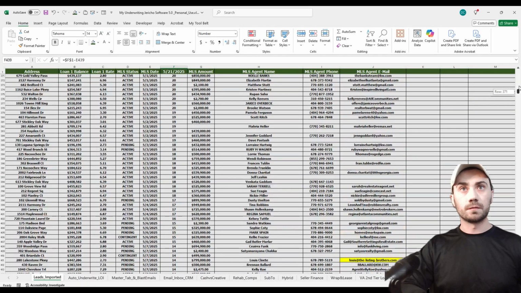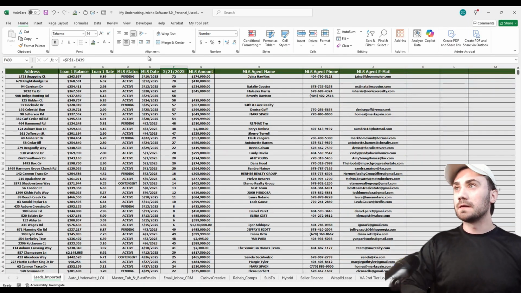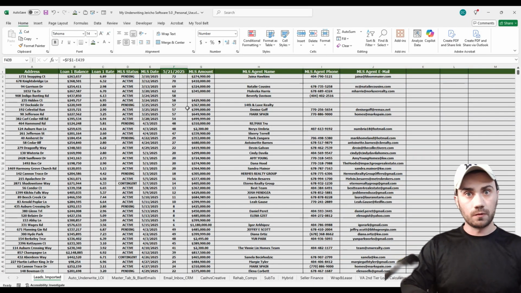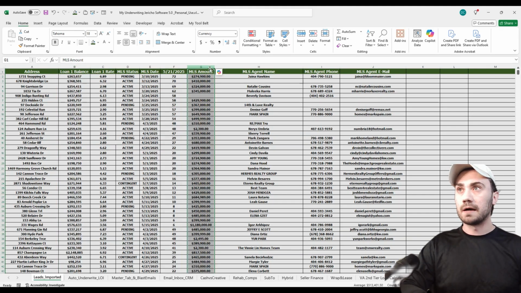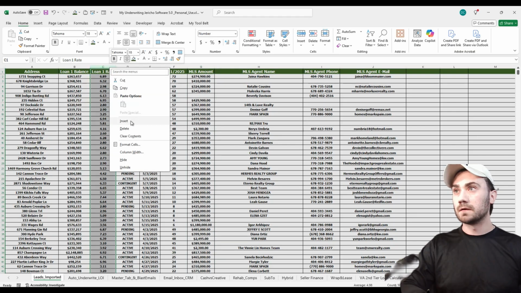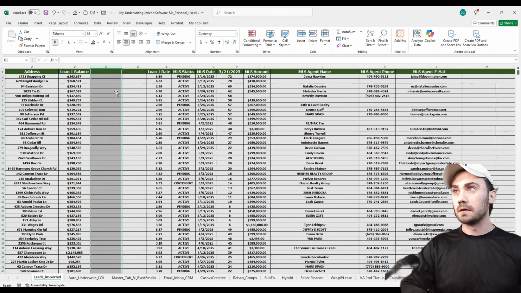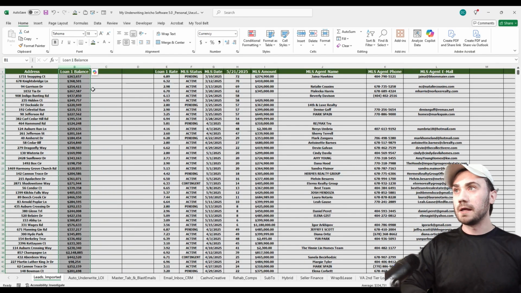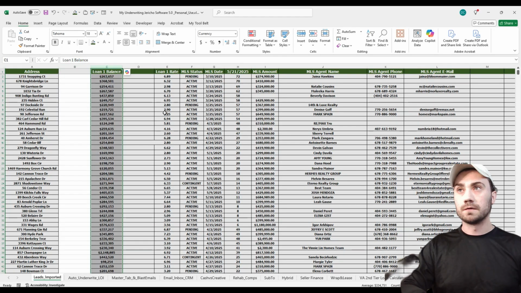Let's go back up on our spreadsheet and figure out what the estimated equity is on the property. Very important. So we have the loan 1 balance and we have the MLS amount. Now I want to make this look cleaner, so I'm going to insert 2 columns to the right hand side. Then I'm going to highlight column B and drag column B to column C.